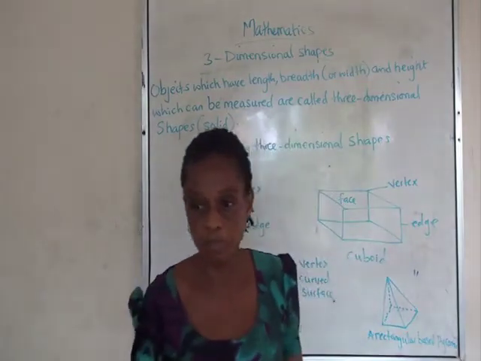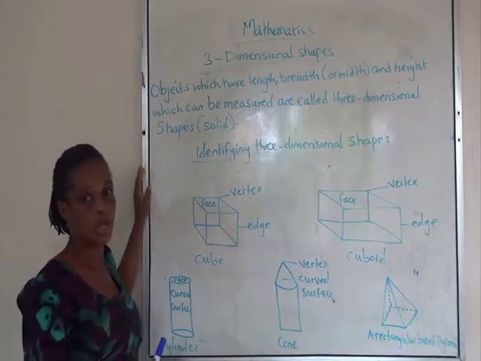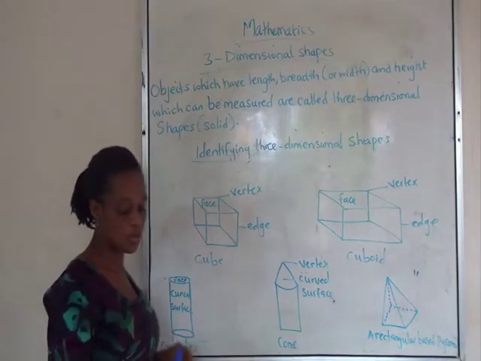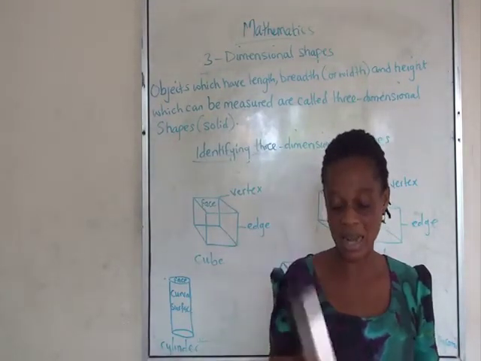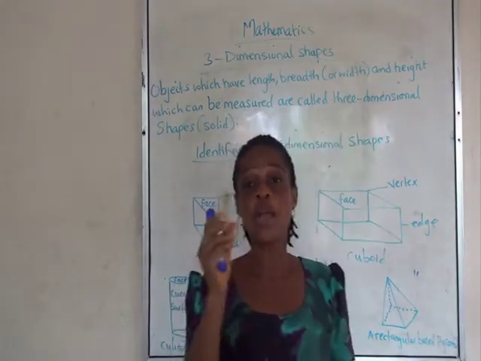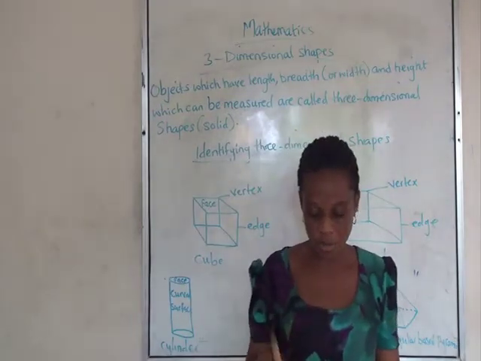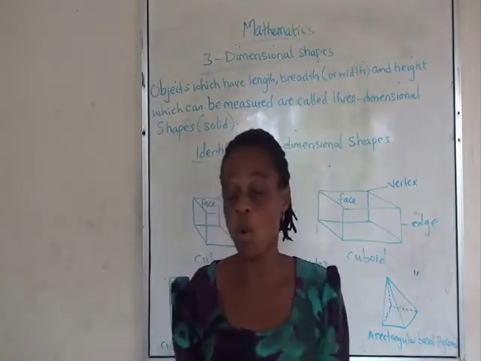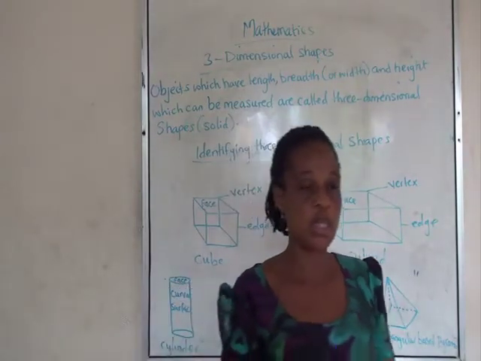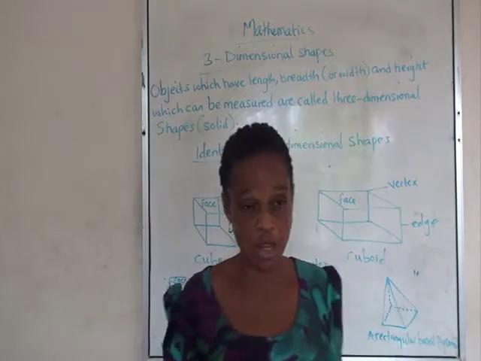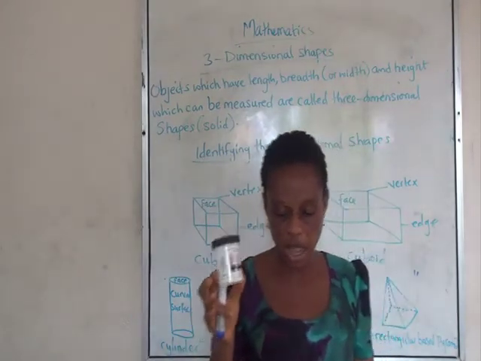We talk about the cuboid, like the blackboard. The blackboard is a three-dimensional shape. You can see it in the classroom. Your duster is a three-dimensional shape. Your crayon is a three-dimensional shape. There are other objects like your drinking water container, which is a three-dimensional shape. The tin of milk you drink is a three-dimensional shape. Like this hair cream I'm holding is a three-dimensional shape.